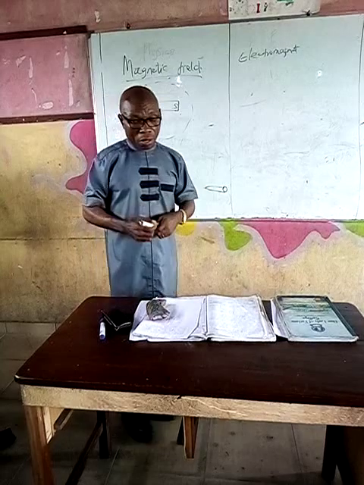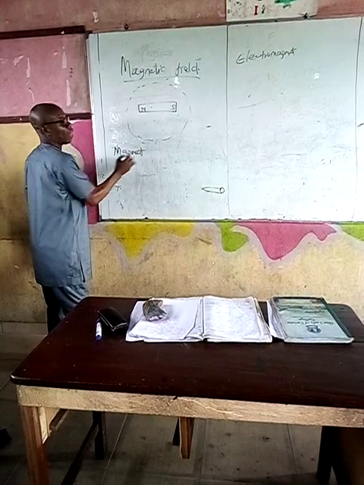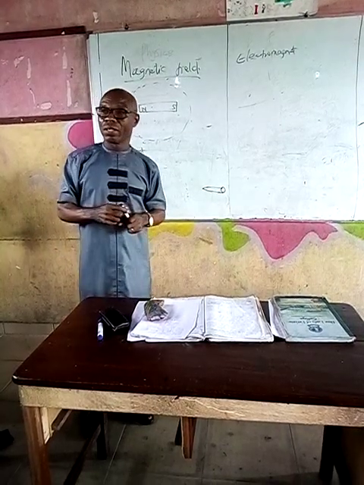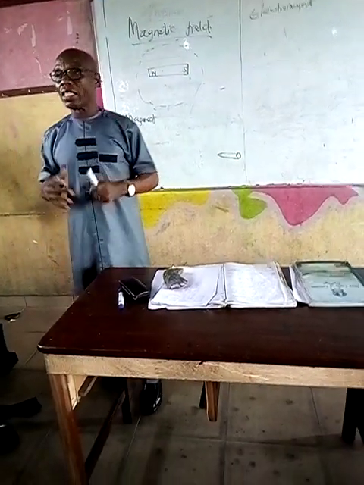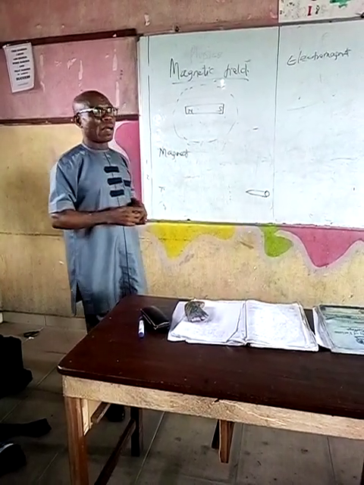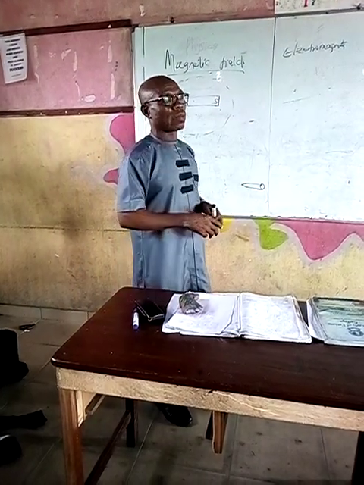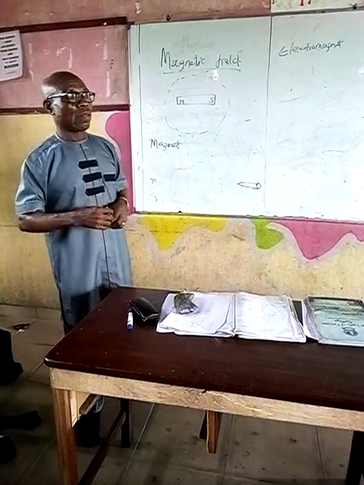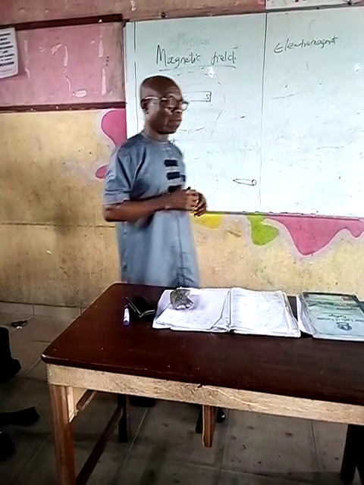And a magnet itself is a material that can attract magnetic substances toward itself. And magnetic substances are materials that can be attracted by a magnet. For example, iron nail, nickel, cobalt. These are substances that when you bring them close to a magnet, attraction occurs.